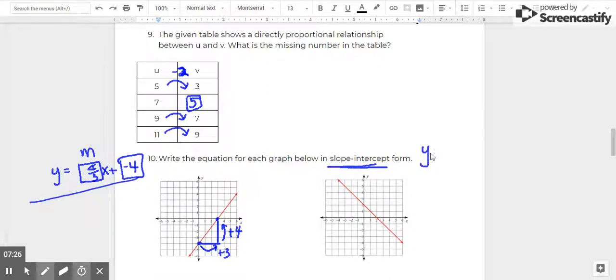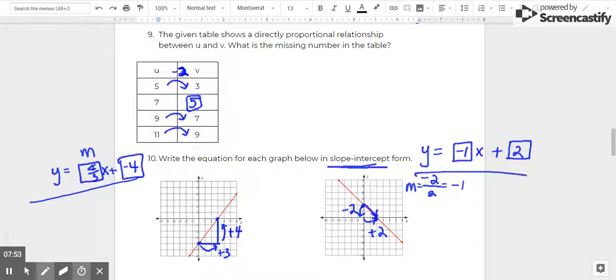And again, what's the y-intercept? 2. What's the slope? So from here, going down by 2, minus 2, going to the right by 2, plus 2. So it's going to be -2/2. This is m. So if you simplify it, it's going to be -1. You can put -1x, or you can just put a negative sign. This is the answer.